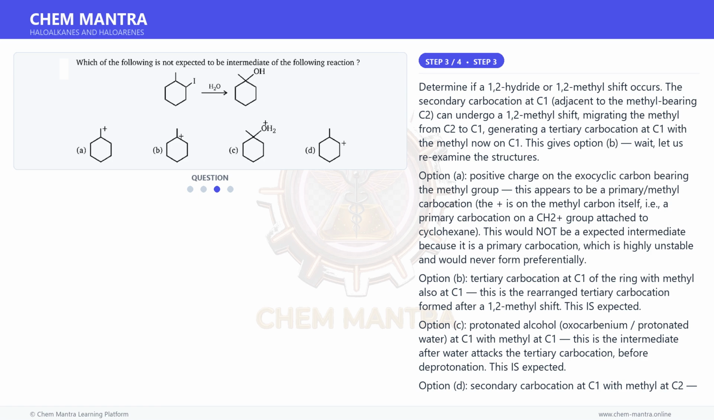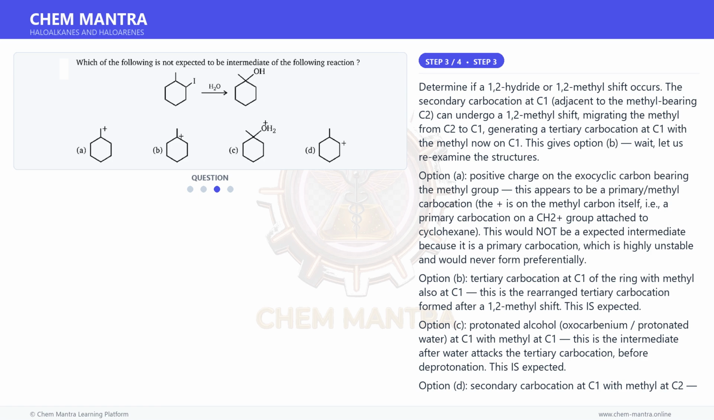form preferentially. Option B. Tertiary carbocation at C1 of the ring with methyl also at C1. This is the rearranged tertiary carbocation formed after a 1,2-methyl shift. This is expected. Option C.